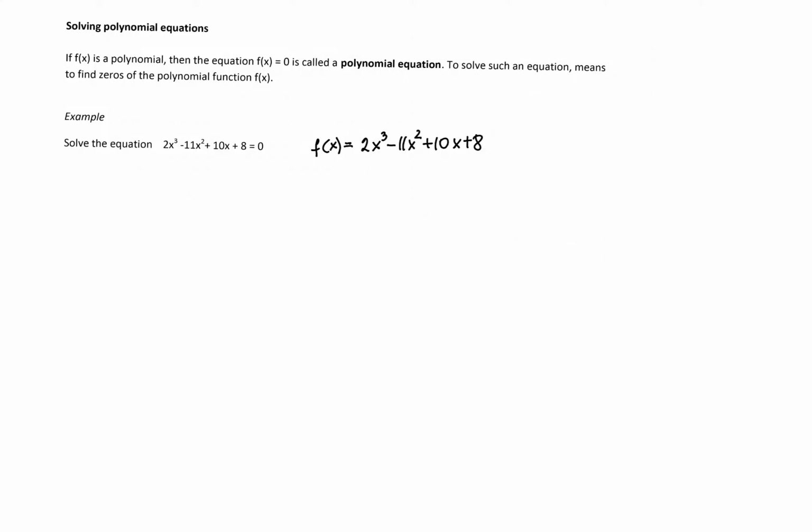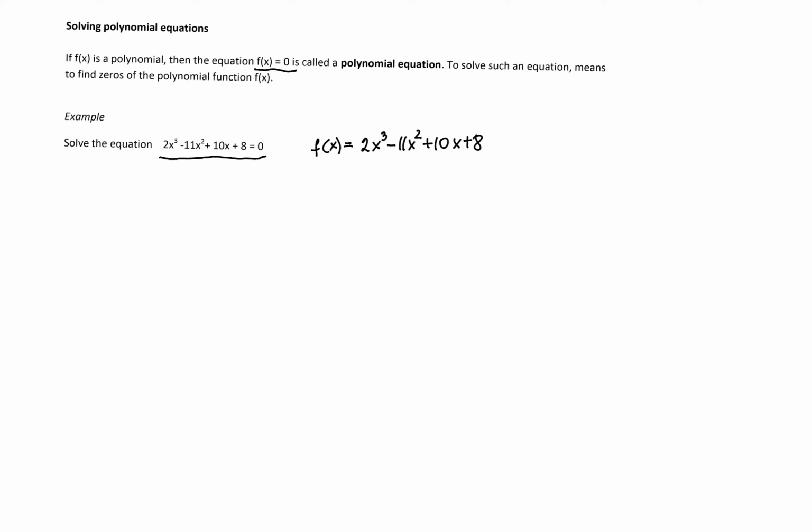A polynomial equation is an equation of the form f of x equals 0, where f of x is a polynomial. For example, 2x cubed minus 11x squared plus 10x plus 8 equals 0 is such a polynomial equation. The function f of x is a polynomial on the left-hand side of that equation.